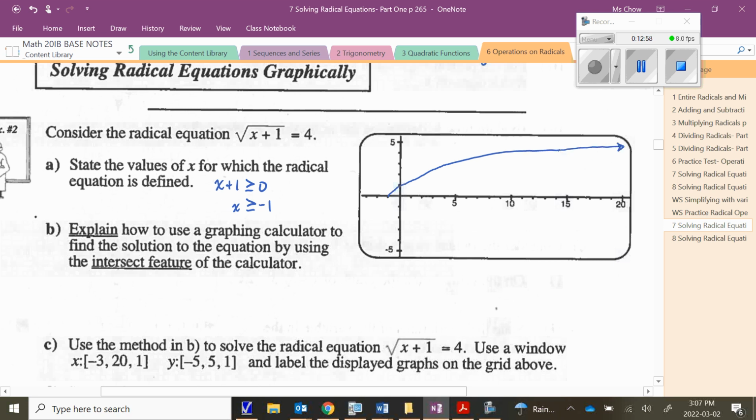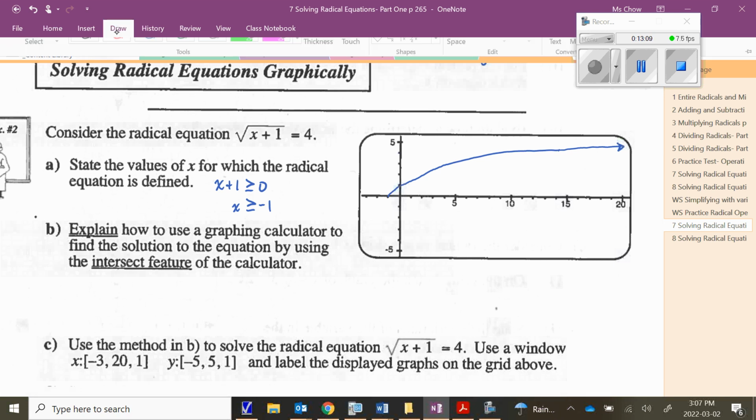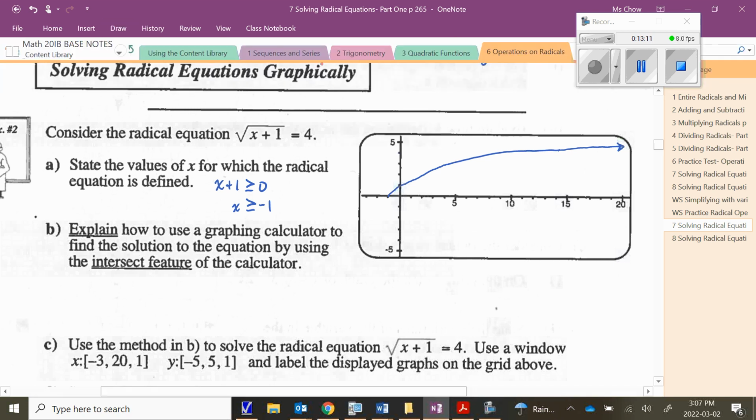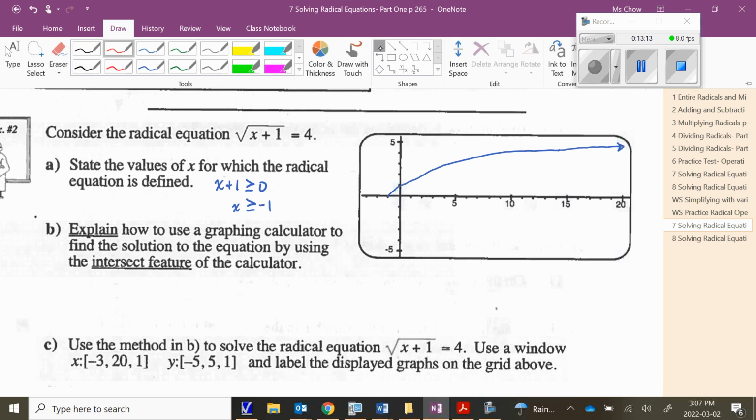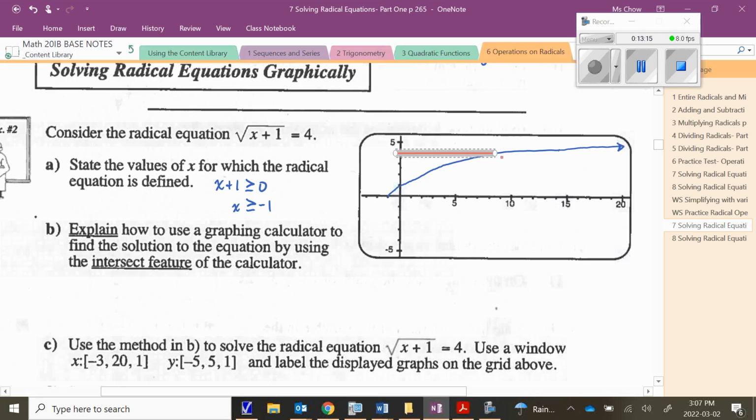Okay, and we know that if we were to graph it, we've got the square root of x plus 1 is this, and then graphing 4 is going to be a straight horizontal line that will look something like this. Okay, so that is the graph for y equals 4.